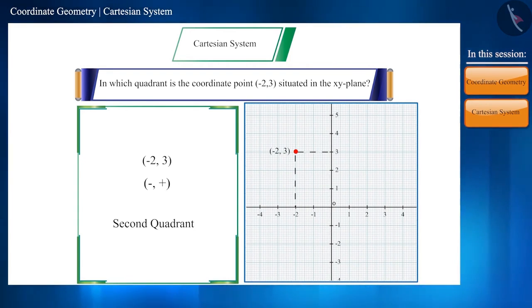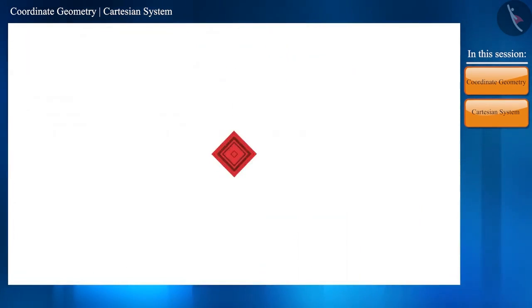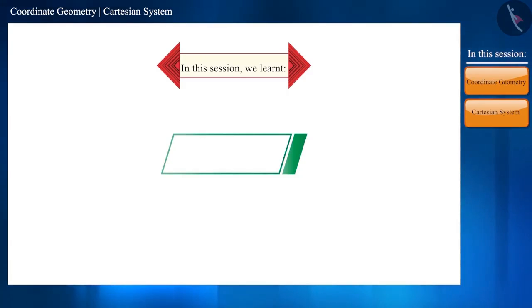Friends, that's all in today's session. Today we studied the Cartesian system.